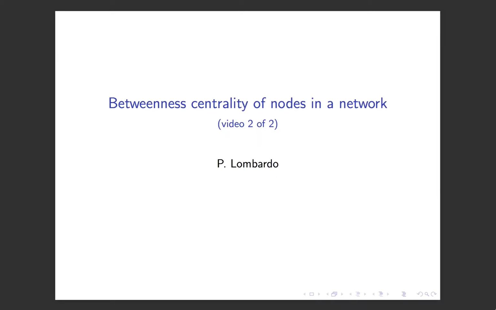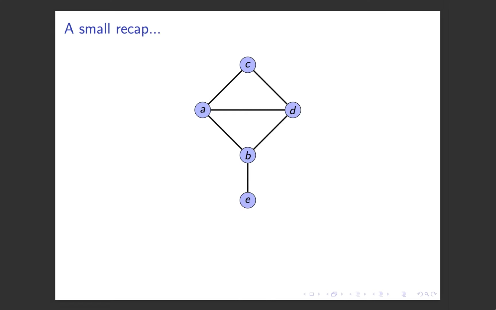Hello everybody. This is the second of two videos talking about betweenness centrality for nodes in a network. Let's do a small recap. We were considering a small network of 5 students who are passing notes to one another. The lines indicate a nice easy note passing step in between two students.